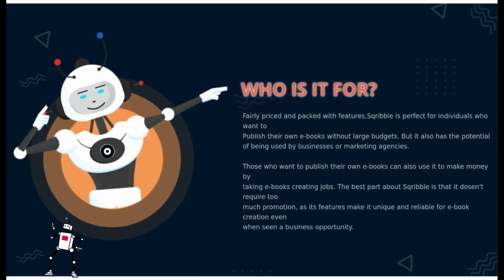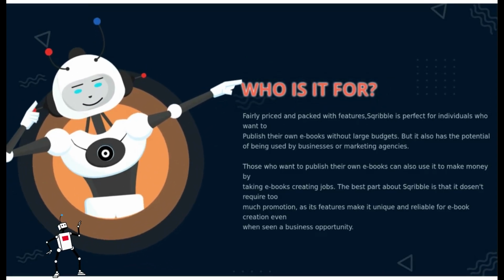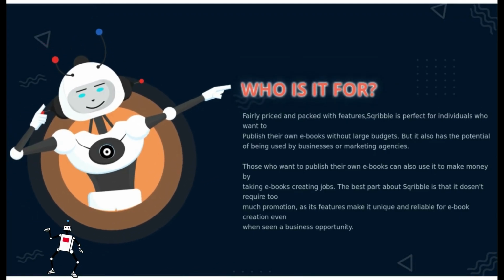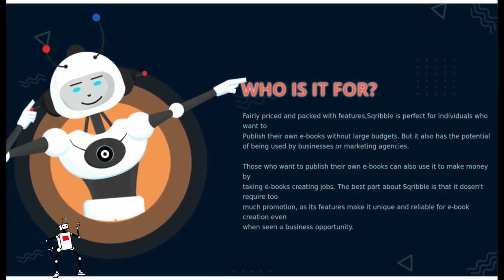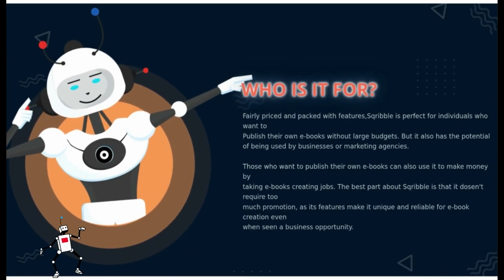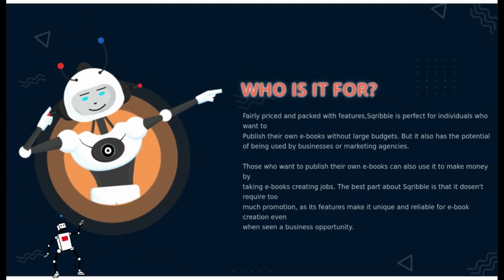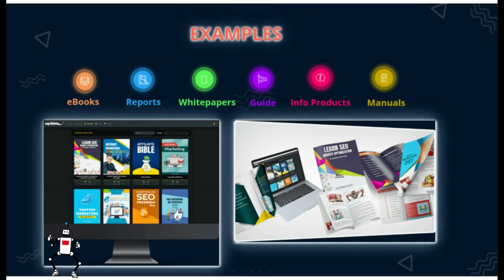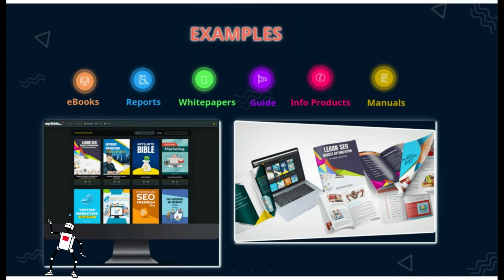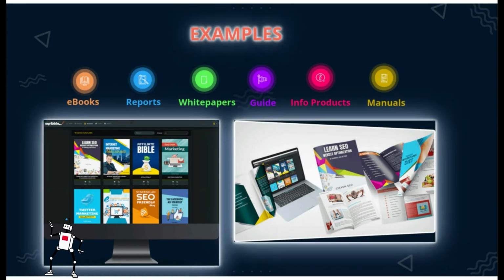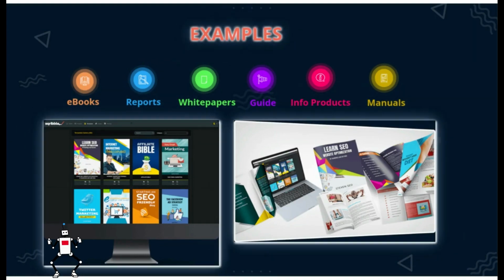The best part about Sqribble is that it doesn't require too much promotion, as its features make it unique and reliable for ebook creation even when seeing a business opportunity. These are examples of what Sqribble can do for you. It can create ebooks, reports, white papers, guides, info products, and manuals.